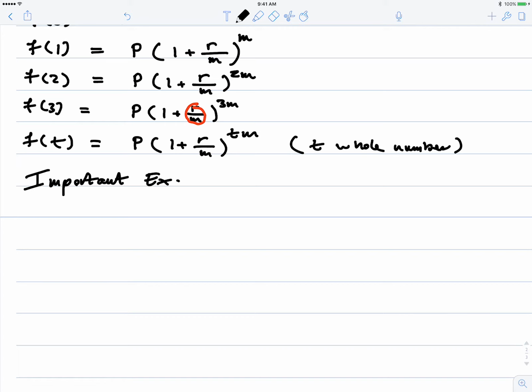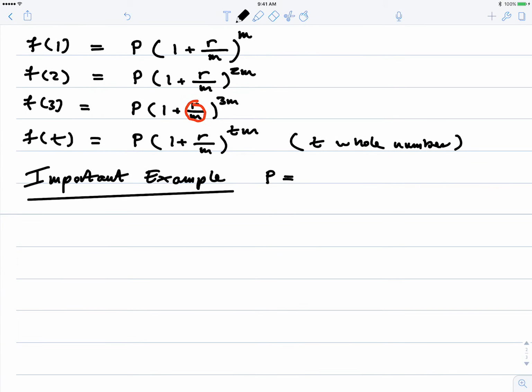Important example. I can't really stress how important this is. It's ridiculously important. Let's do the following kind of crazy situation. Let P be equal to 1, and let R be equal to 1. So you're investing $1 in an account, and the interest rate is 1. That corresponds to a 100% interest rate if you're using the usual notation.